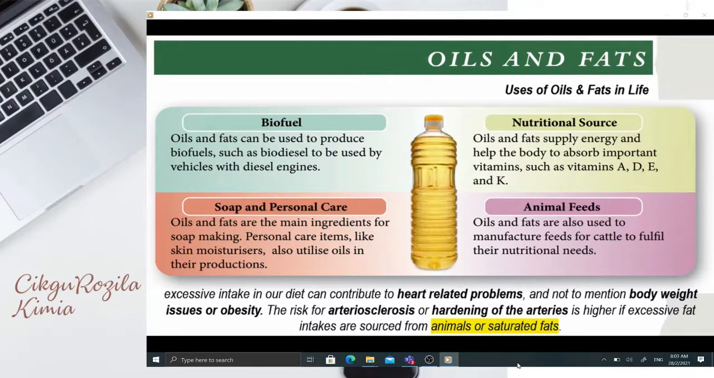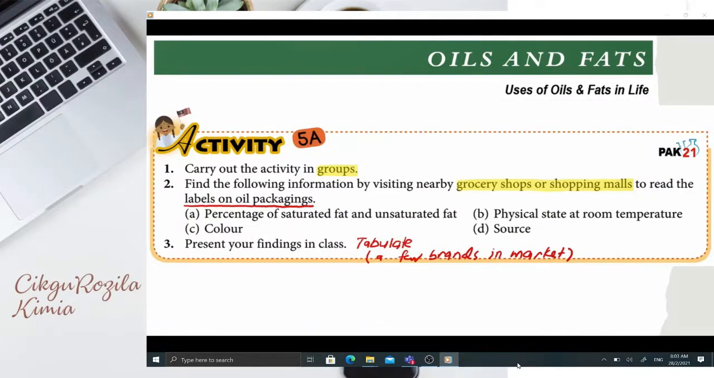Okay. Now, kita nak tengok sedikit aktiviti berdasarkan apa yang kita dah bincang tadi. So, kita tengok sini dalam buku. Ni aktiviti I'll get from the textbook. So, activity 5A. So, this activity must be conducted in groups. So, cikgu dah bagi dah group. Nanti cikgu akan tayangkan namanya.